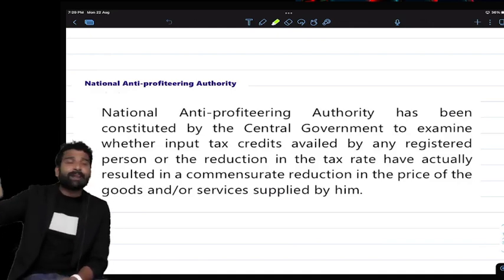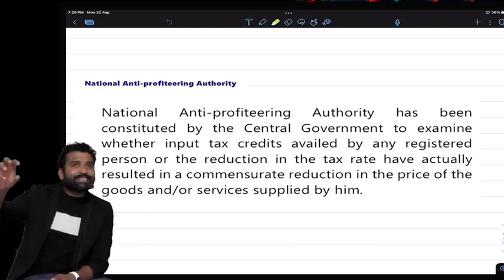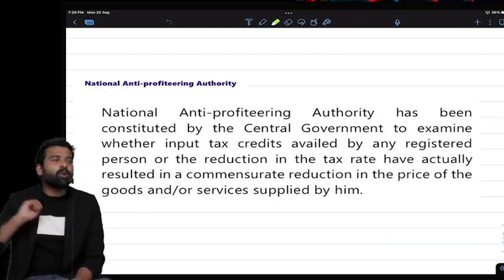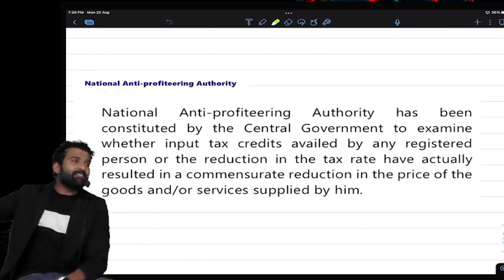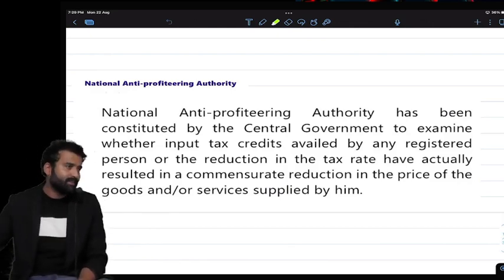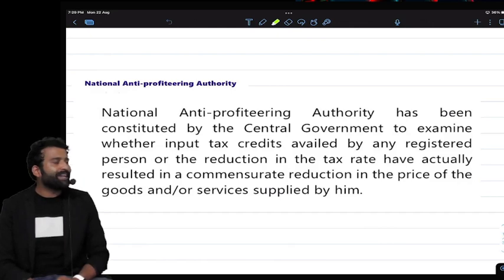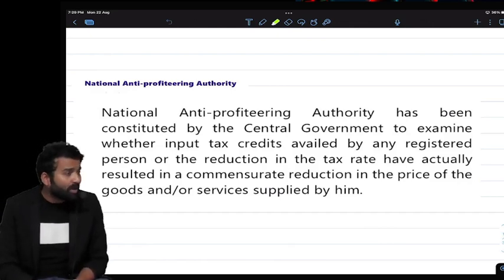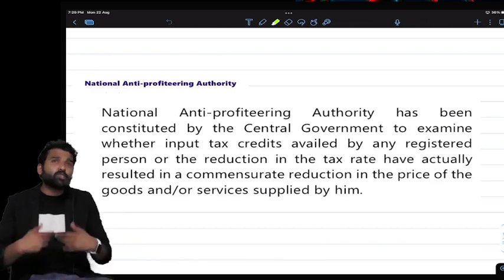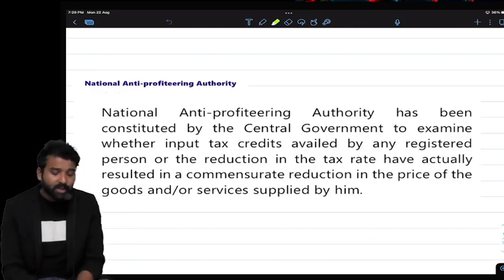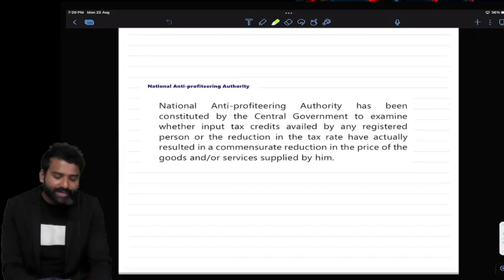They will look at the prices of the commodity, whether the prices are reducing or not, whether the quantity increased or not, whether the companies are giving benefit to the customer or not. If not, then the anti-profiteering authority will take action. They will impose the penalty. They can also cancel the GST number of the company. For that, the government has already constituted the National Anti-Profiteering Authority.